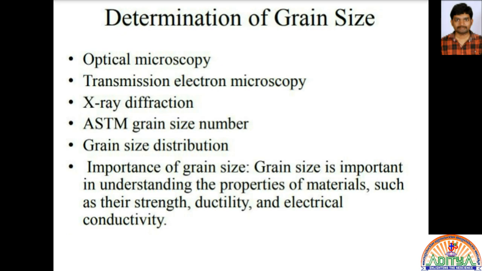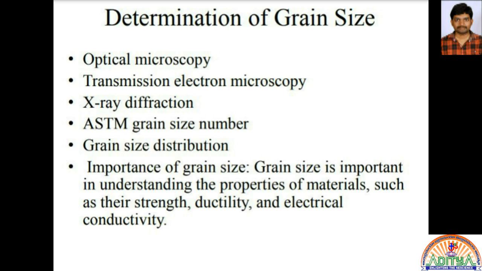So first one is optical microscopy. In this, the grain size can be measured by using the optical microscope, which involves examining the material under the microscope. So this is nothing but optical microscopy. Everything will be discussed in the lecture sessions in the classroom, so just go through that material. And next one is transmission electron microscopy. The grain size can be measured by using transmission electron microscopy, which involves examining the material under a transmission electron microscope.